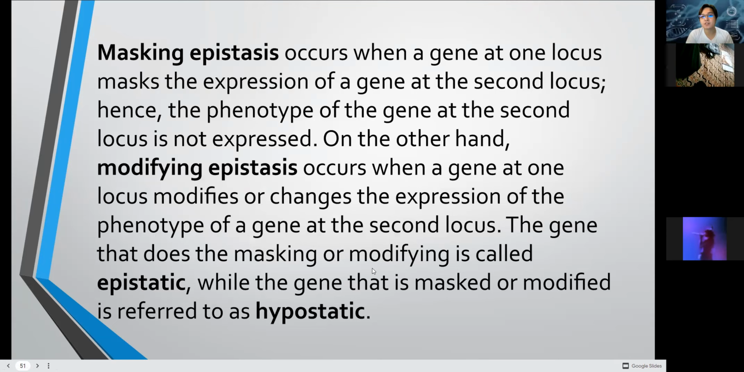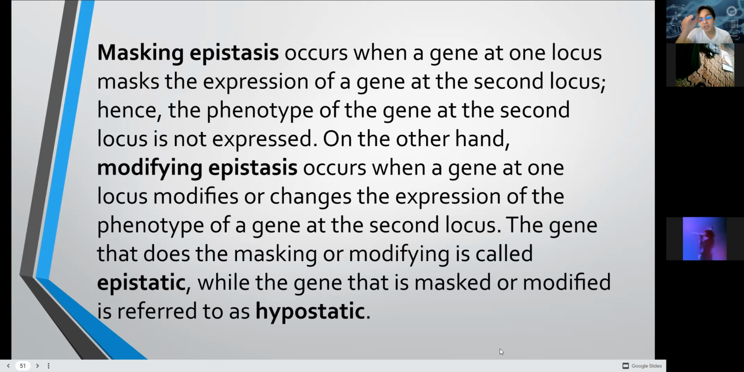Masking epistasis occurs when a gene of one locus masks the expression of the gene of the second locus. Hence, the phenotype of the gene at the second locus is not expressed. On the other hand, modifying epistasis occurs when the gene of one locus modifies or changes the expression of the phenotype of the gene of the second locus. The gene that is masking or modifying is called epistatic, while the gene that is masked or modified is called hypostatic.